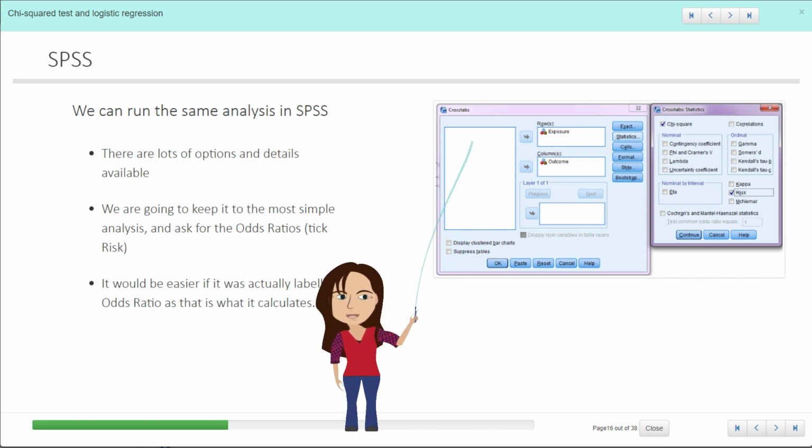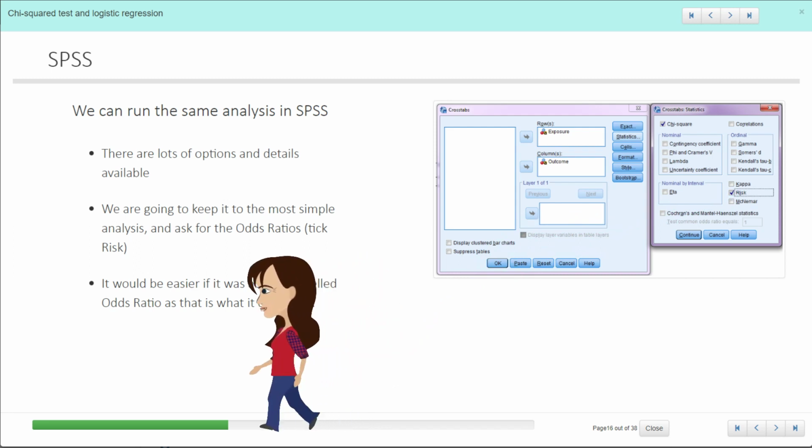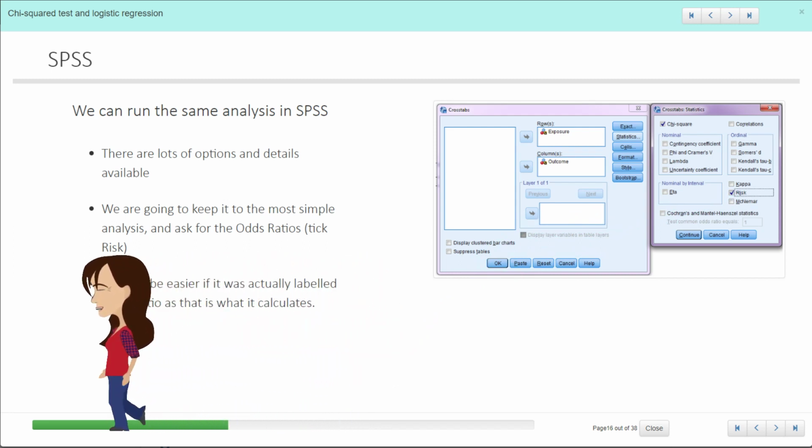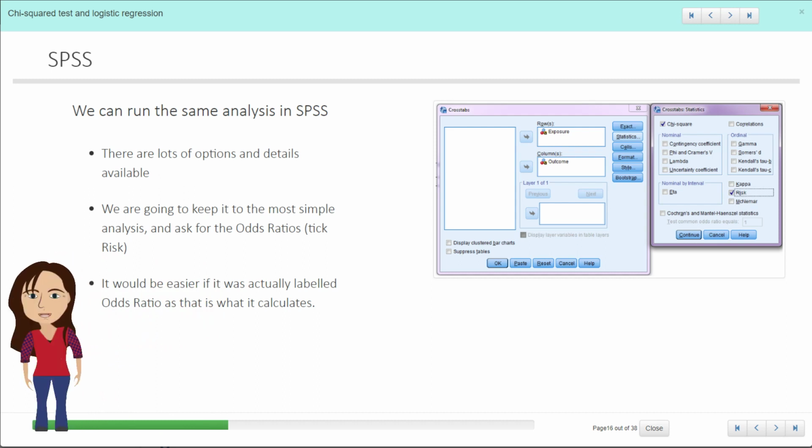If we open up the crosstabs dialog, put in our exposure and outcome, and then the statistics, we can get out the chi-squared test and the risk, which will actually contain our odds ratio. It might be handy if that was actually labelled odds ratios, but it's not.